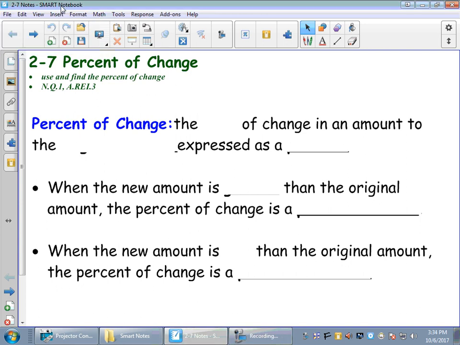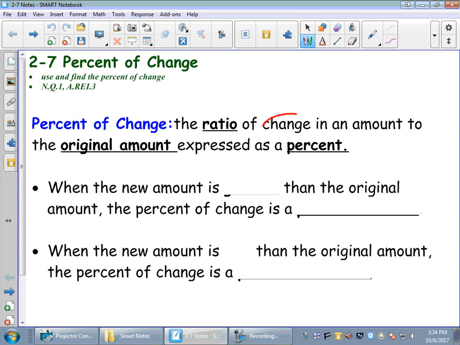These are your 2-7 notes on percent of change. So percent of change is the ratio of change in the amount to the original amount, expressed as a percent. So you're taking the change to the original amount. So how much it's changing, it could be going up or it could be going down. And then you compare it to the original amount.